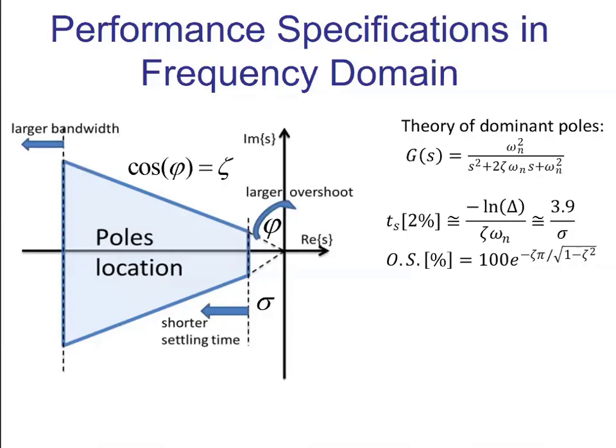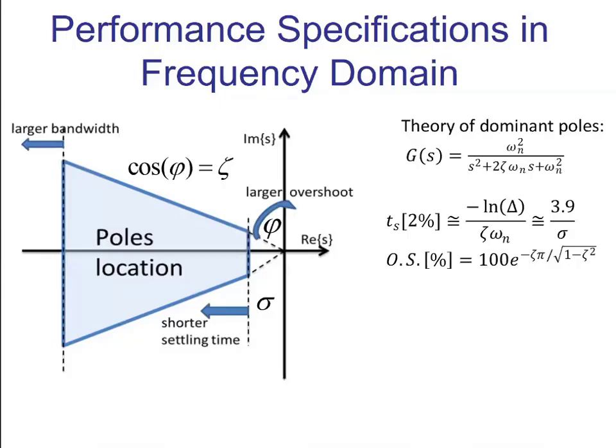Now, one simple answer is to use dominant pole theory, which assumes that your system is second order, and most systems are not second order, but this is just for simplicity. The idea is that you know how fast your system should work, but you don't want it to be too fast. On the one hand, you want all of the poles to be farther to the left, and the farther to the left, the faster the system is, right? Based on the settling time that you envision, the maximum settling time you want.